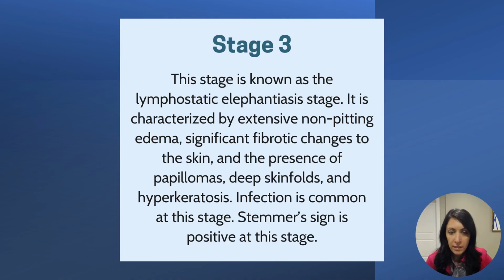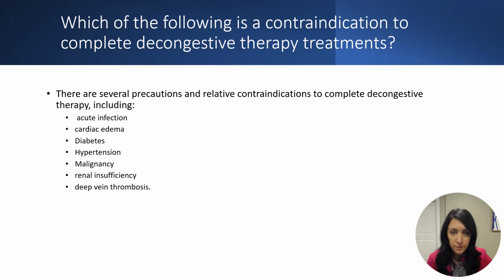Stage 3 is known as lymphostatic elephantiasis stage. It's extensive non-pitting edema, significant fibrotic changes to the skin, presence of papillomas, deep skin folds, and hyperkeratosis. An infection is common at this stage. Stemmer sign is positive at this stage.